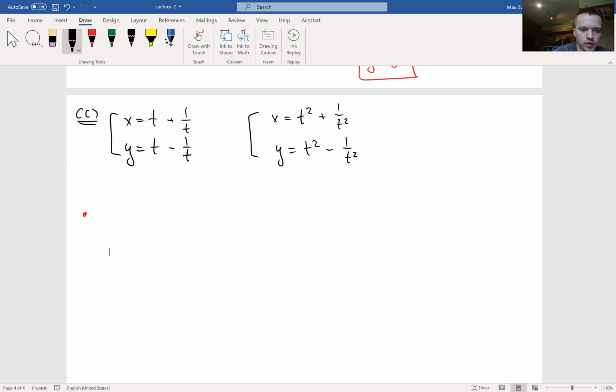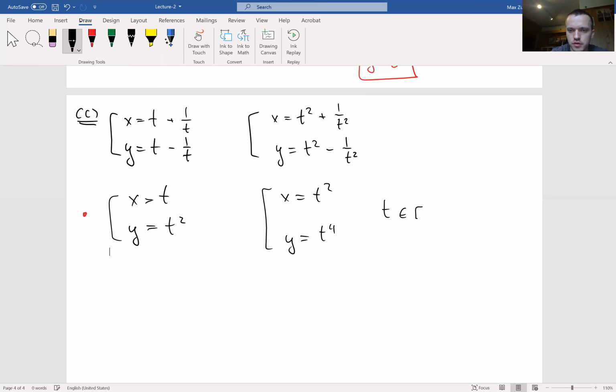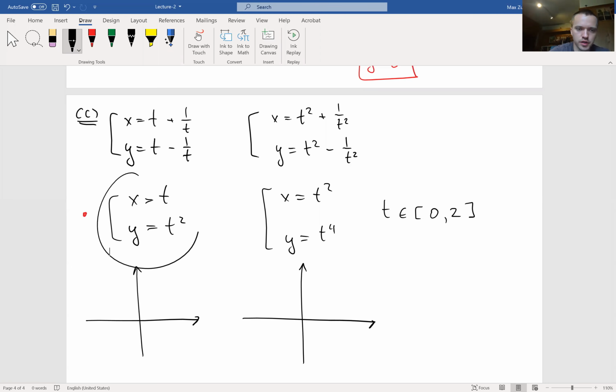Let me give you a hint. Let's take x equal to t, y equal to t squared, and x equal to t squared, y equal to t to the fourth. Can you sketch in your notes those two parametric equations when t changes between 0 and 2? For the first one, when t is 0, we have 0, 0; when t is 1, 1, 1; when t is 2, 2, 4, as we did last time. And this is going to be my graph.